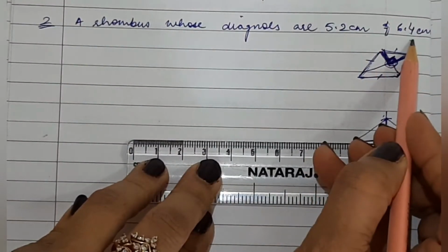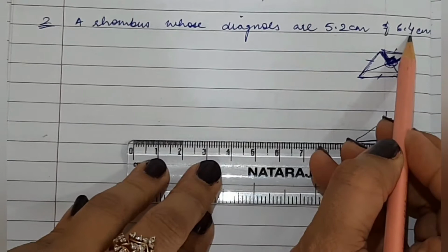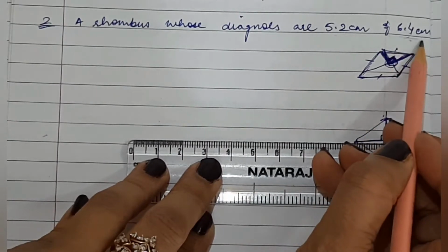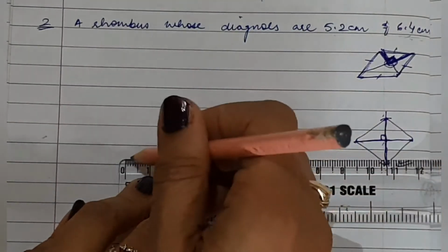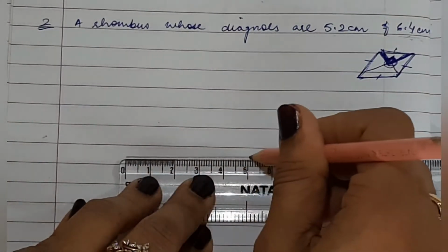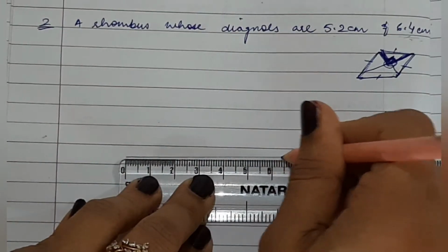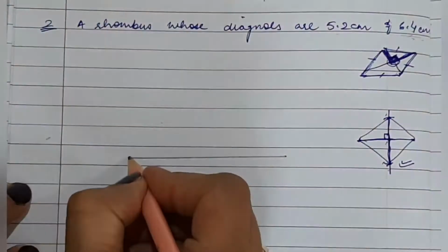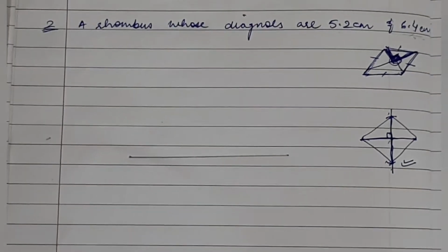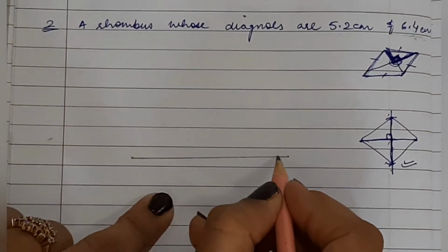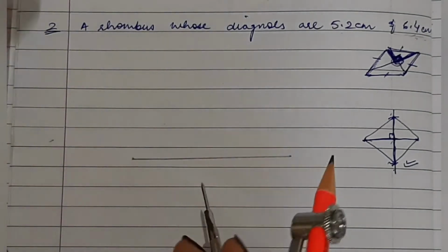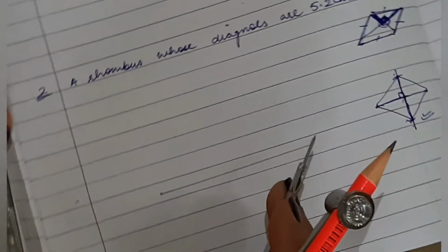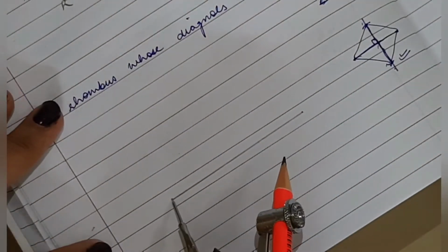You have two diagonals, so you can draw either of the diagonals as your base. Let's take the bigger one. So 6.4. Draw 6.4 as your base. So this is 6.4. Now this is 6.4 centimeter. Now we will take the midpoint. We cannot take the midpoint using ruler. We will get the midpoint through construction only. So let me construct the midpoint.